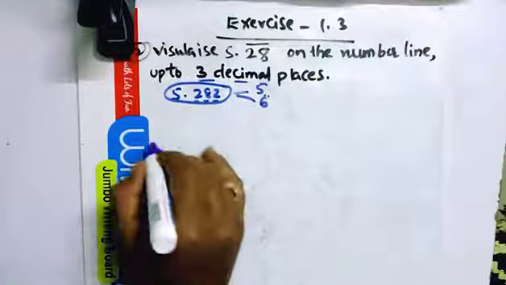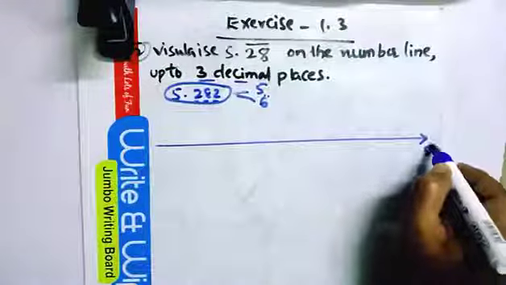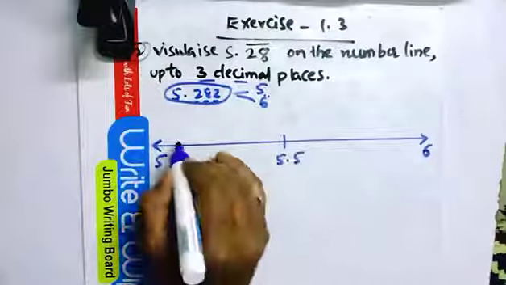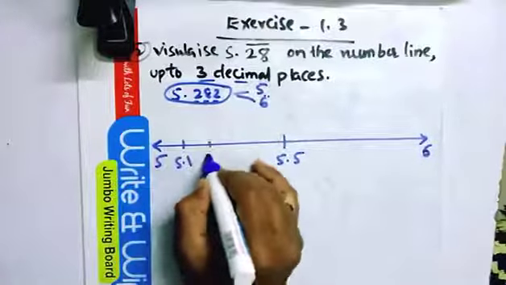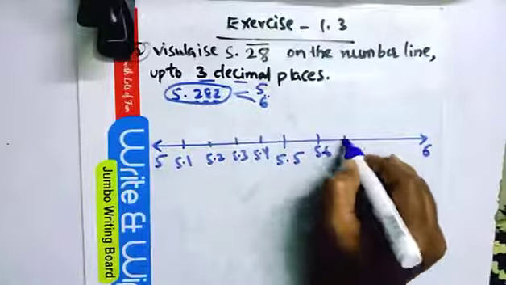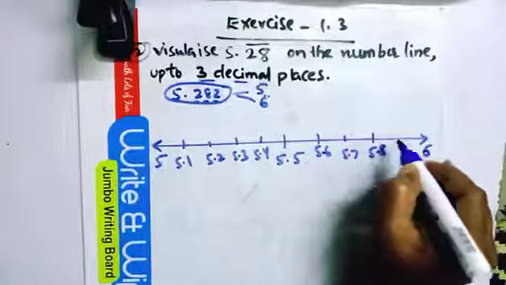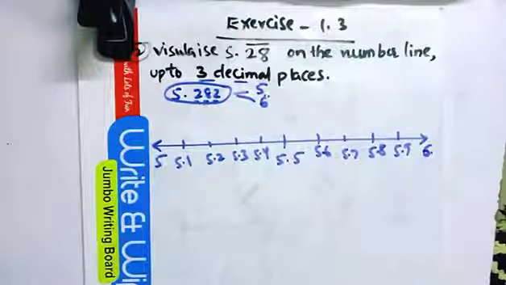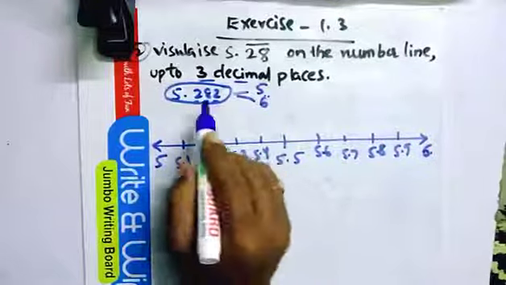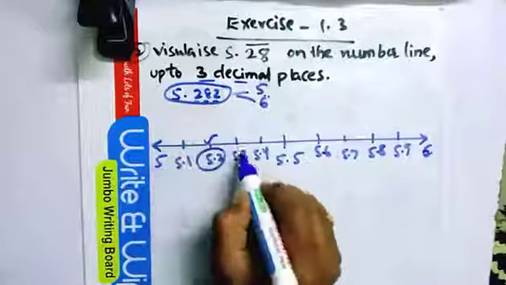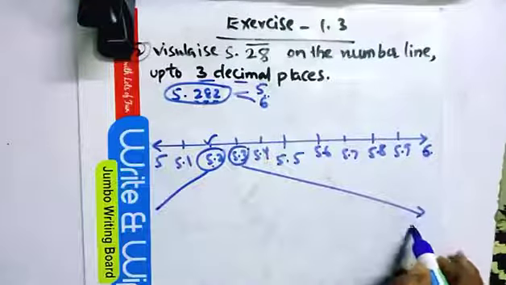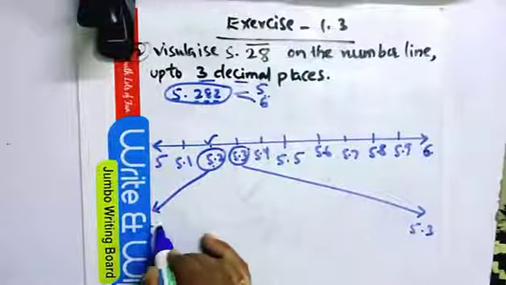Now magnify this 5 and 6. The middle number is 5.5, this is 5.1, 5.2, 5.3, 5.4, 5.6, 5.7, 5.8, 5.9, 6. Where we have 5.2, here we have 5.2. Now after 2 we have 8, so it will come between 5.2 and 5.3. So you can visualize these two numbers, 5.3 and 5.2.